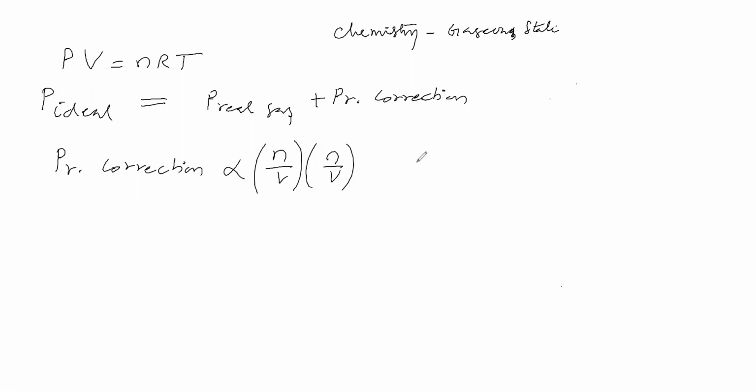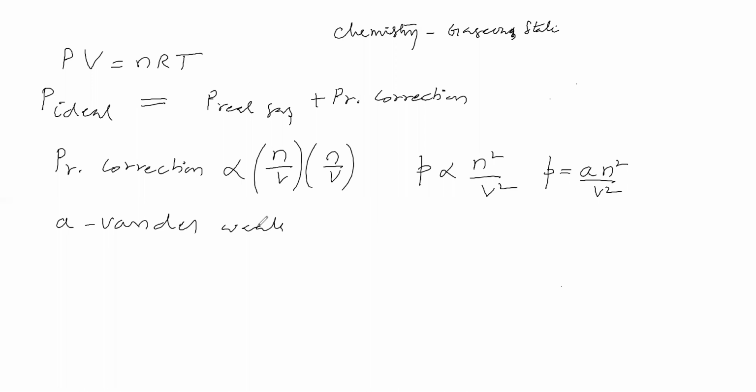Next, the pressure correction is directly proportional to n square by V square. Then pressure correction is equal to some constant into n square by V square, that is a into n square by V square. So pressure correction is equal to a n square by V square. This a is called the van der Waals constant.